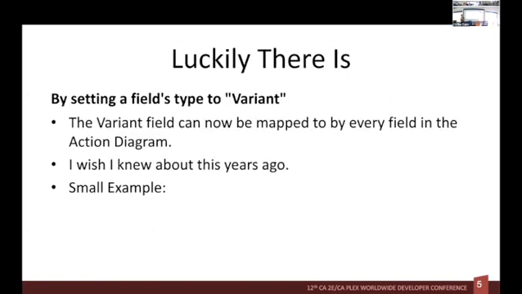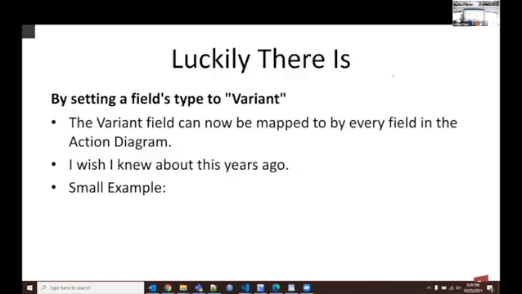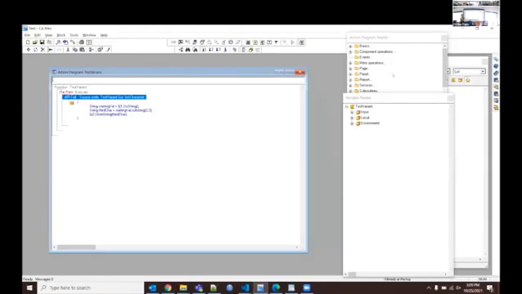I did not know this existed until about 4 years ago, but there is a variant field type, which is just a simple triple. Essentially all it does is it's a generic field type that can allow anything to map into it. And if you already knew about this and you didn't tell me, I'm very upset with you. But if you didn't know it, now you learned something new.